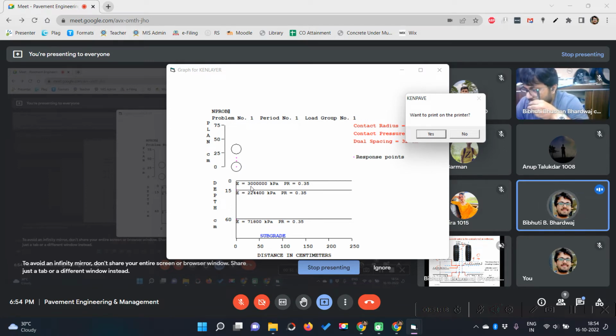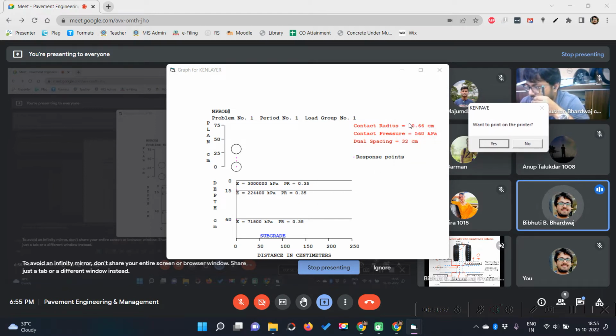First layer: 3000 MPa, Poisson ratio 0.35. Second layer: this much kilopascal, Poisson ratio this much. What are the thicknesses? 0, 15, so 45. So 15 plus 45, 60, like that.